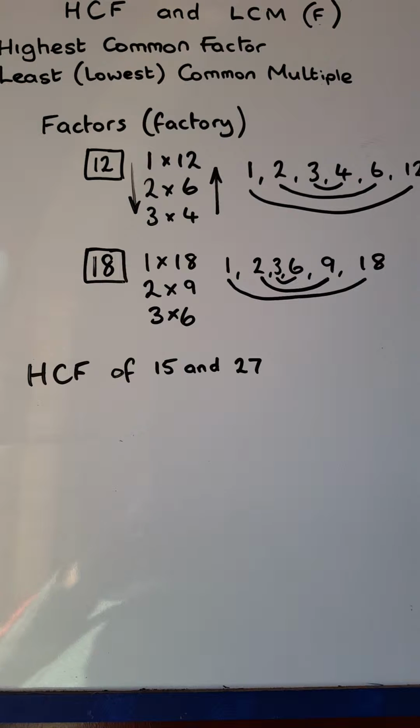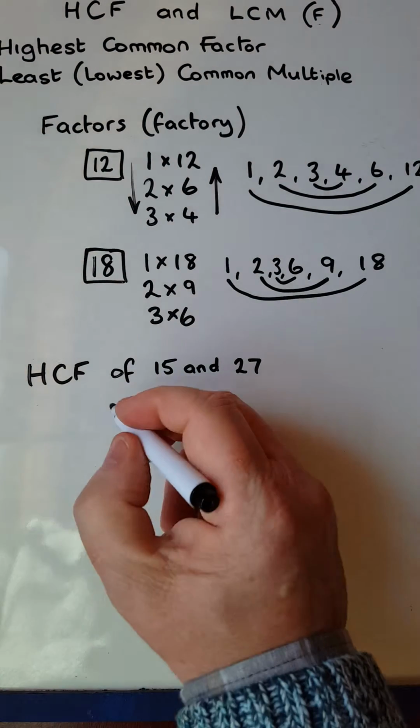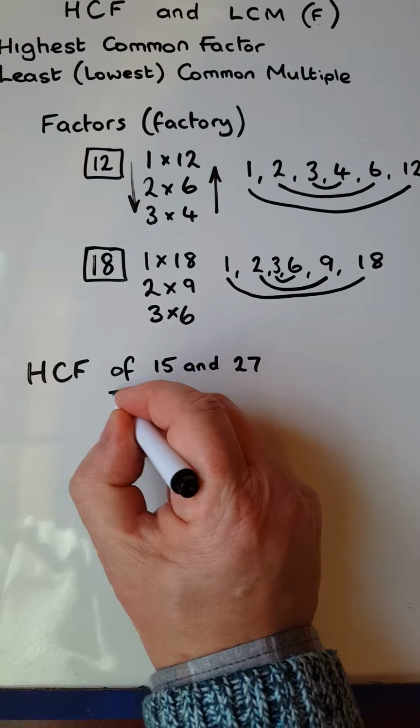Now what they mean by that is they mean find all the factors of 15, find all the factors of 27, look for the common factors, which means the ones that are the same in both lists, and then find the highest number out of them. So it's pretty simple. Let's do the 15 one first.